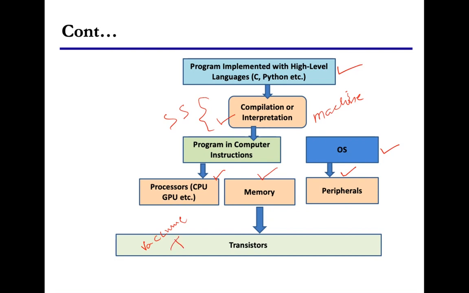Then the third generation used the ICs, integrated circuits. In the fourth generation they use VLSI, and the fifth generation, the present generation, uses ultra VLSI technology transistors to implement this. So in our course we are going to focus on this part. We are going to focus on the program, computer instruction, and the operating system part.